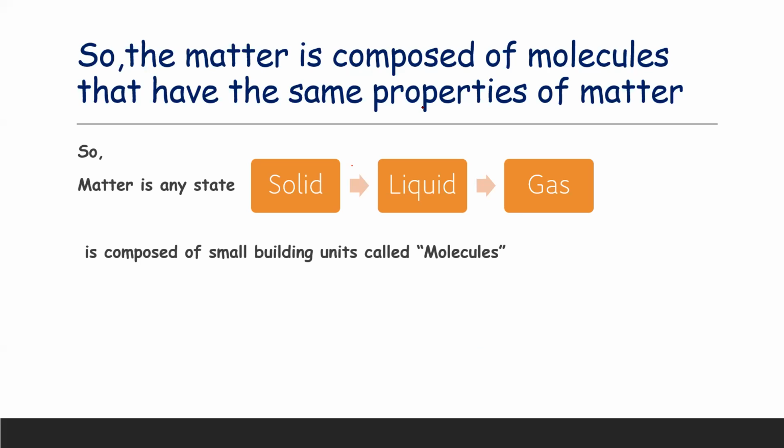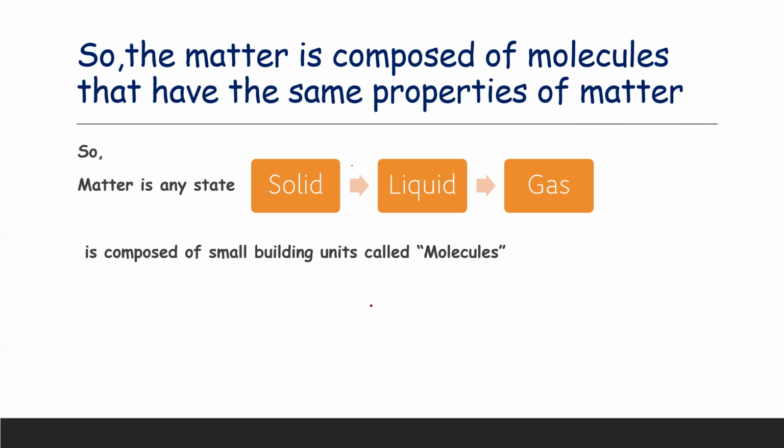Okay, so if I ask you now, what is the smallest building unit of matter? Molecules. Yes, molecules. Very good. Okay, just focus. I'm revising now. So the matter, what is matter? Anything we have, anything in our life is a matter. Anything that has mass and volume is matter. The matter is anything that has mass and volume. What is the smallest building unit of matter?